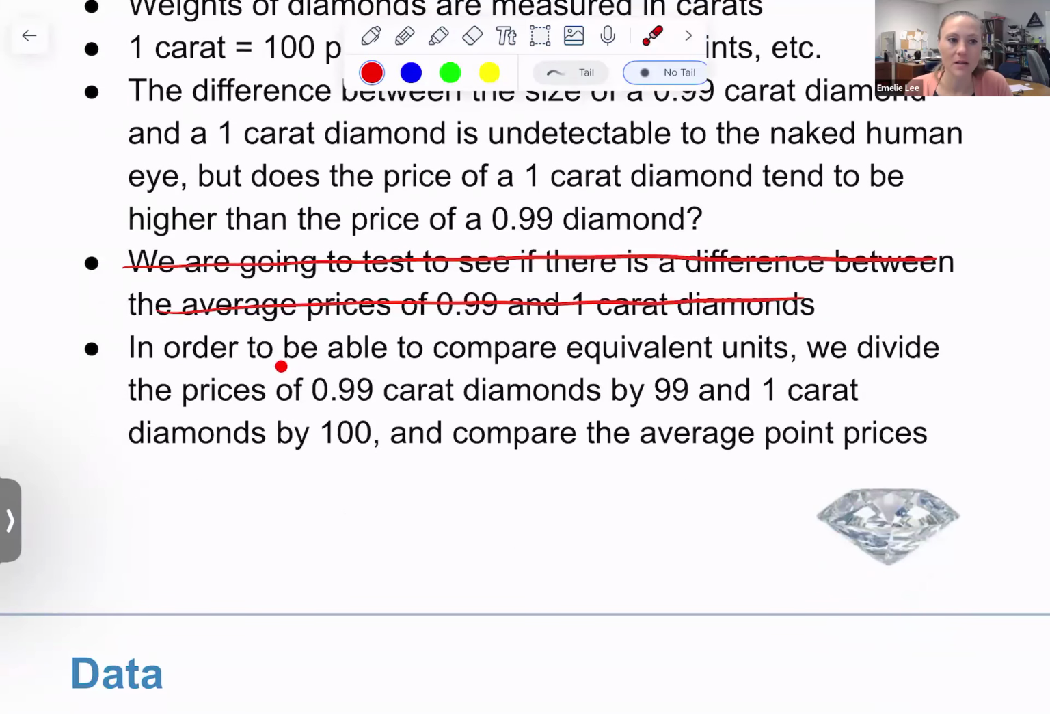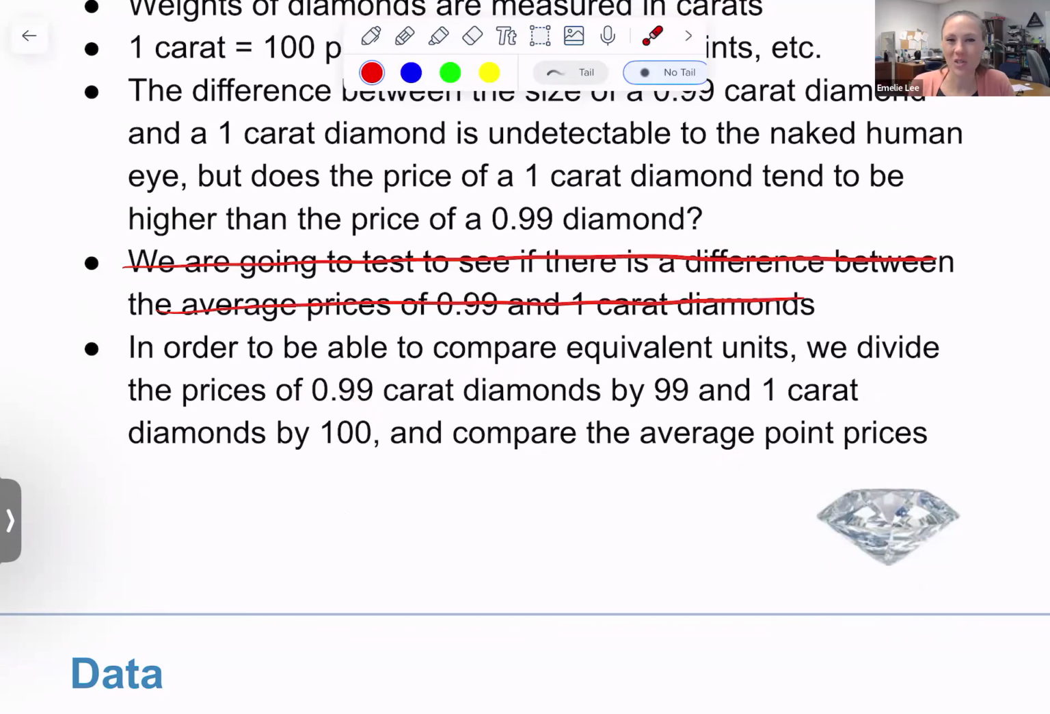So just some background information. In order to compare equivalent units, they've taken the prices of 0.99 carat diamonds and divided by 99, and 1 carat diamonds and divided by 100, and then we're comparing the average point prices, so the average price per point. Depending on if you have a 0.99 or a 1 carat diamond, it'll be 99 points or 100.